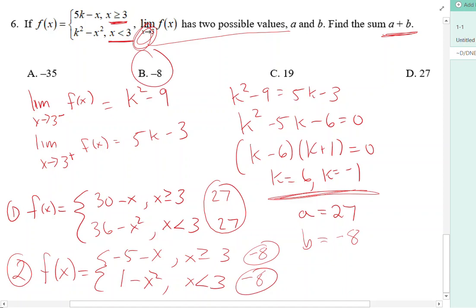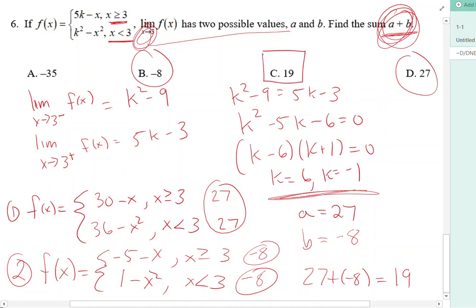Notice both of these answers were up there as distractors, but it's asking us to find a plus b. So if we go 27 plus negative 8, we get 19. So C is our correct answer. That one was tough.